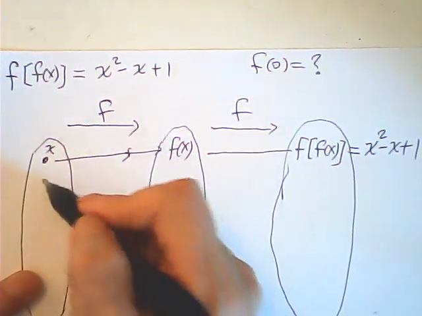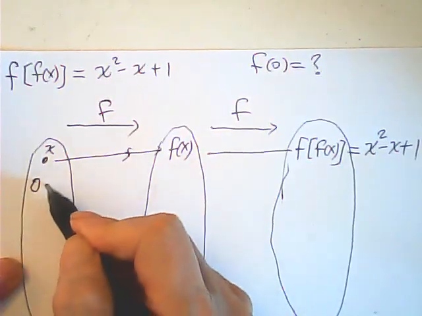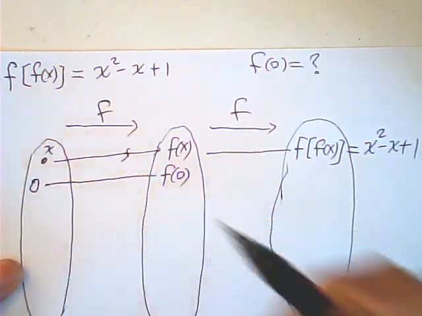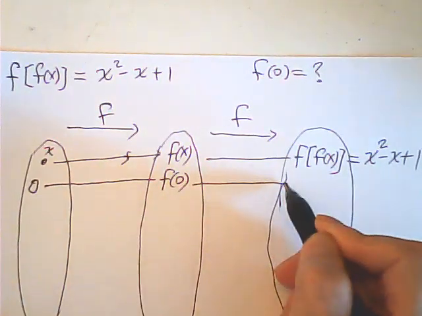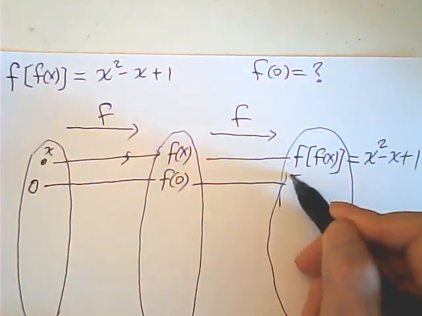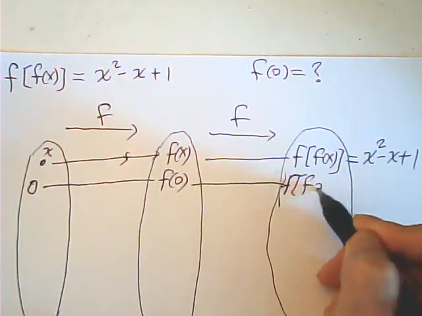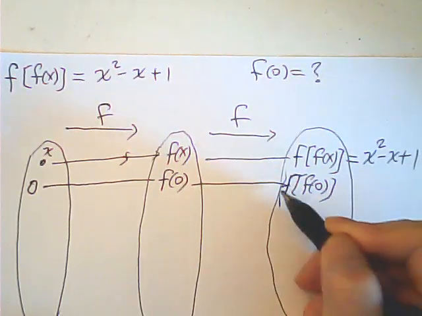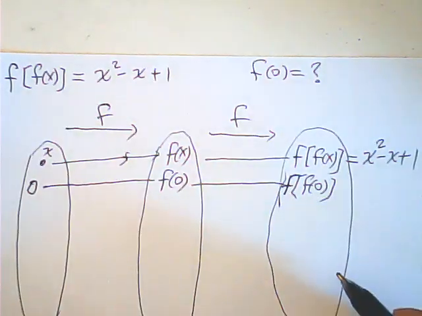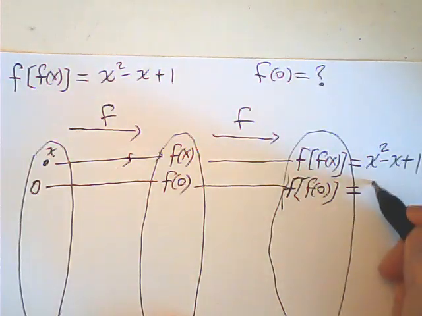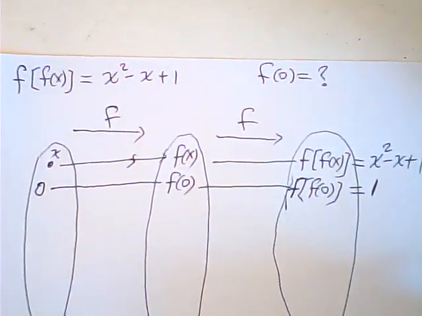And if this is 0, then it goes to f(0). Then it goes to f(f(0)). By the definition, 0 minus 0 plus 1 is equal to 1, isn't it?